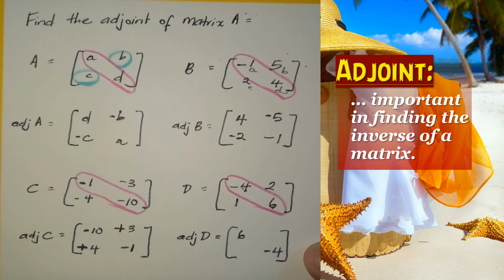Then I need to apply my negatives to the off diagonals. So I have 2, and I'm putting a negative on that. Negative. And I have 1, and I'm putting a negative on that. Negative. And simply, that's all.